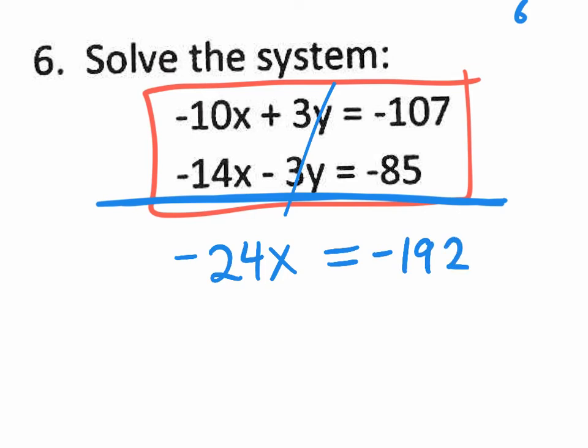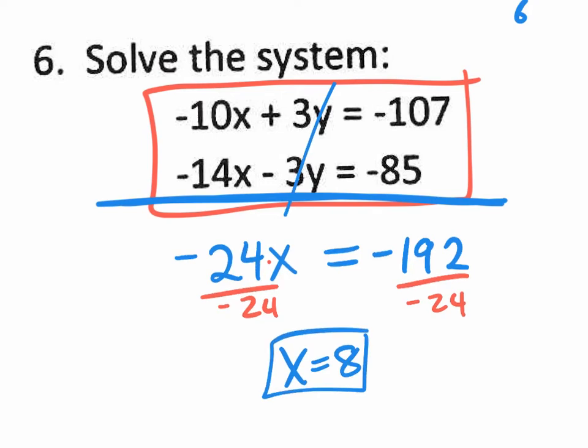So for my final step here on this simple one-step equation, I divide by negative 24. I don't know what that is, so I want to do that on a calculator. 192 divided by 24. Negative divided by negative is positive. The final answer is 8. So x equals 8. So you have one answer. You need the other answer. What do you do to find the other answer?